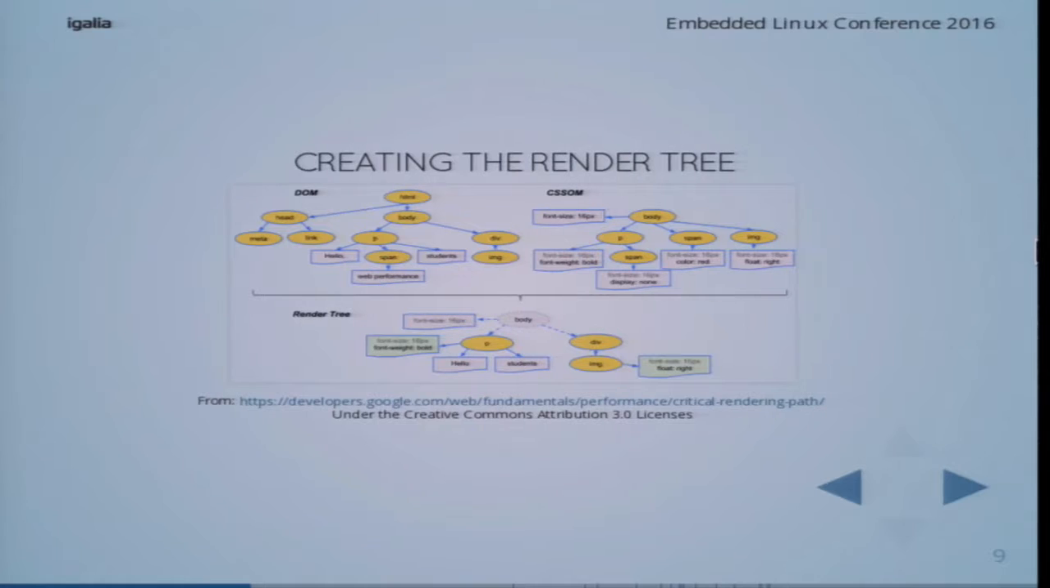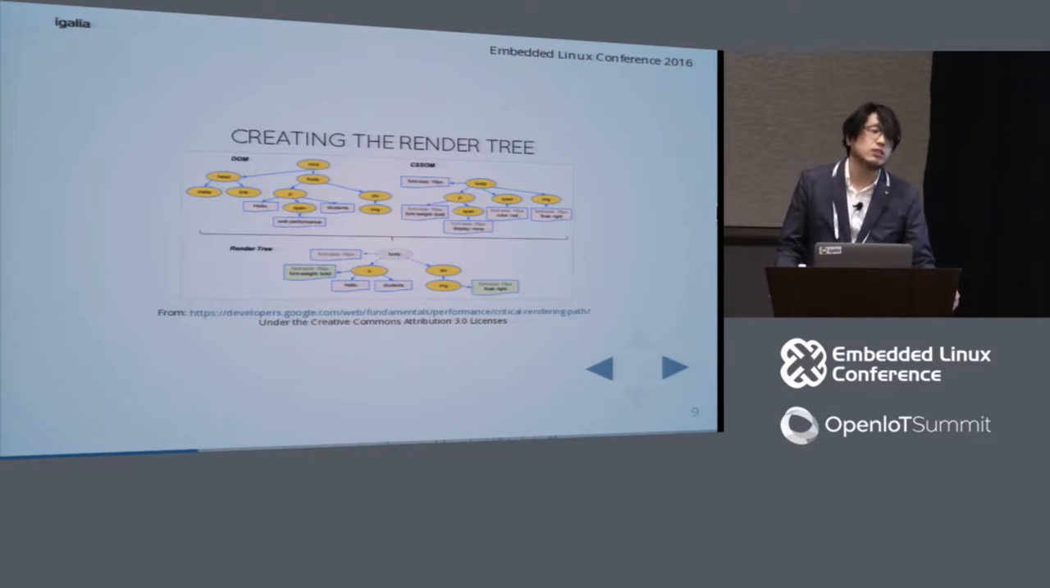After that, we need to create a CSS object model also, because we need to calculate the layouts from the CSS styles. So from there, there is a document object tree from the HTML contents and the CSS object model from the CSS style sheet. By combining them, we can create the render tree. The render tree has which should be rendered and how it should be rendered. So from the render tree, we can actually render the web page.